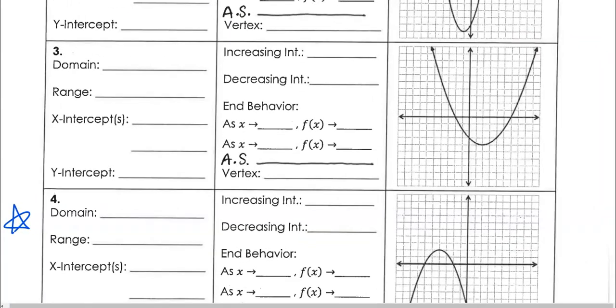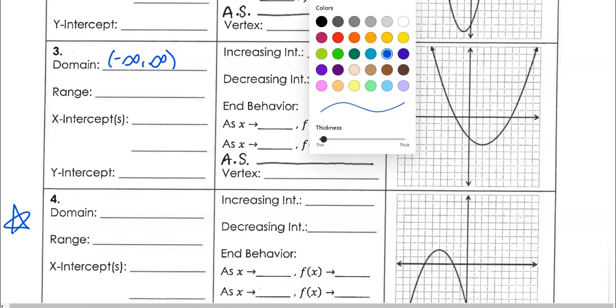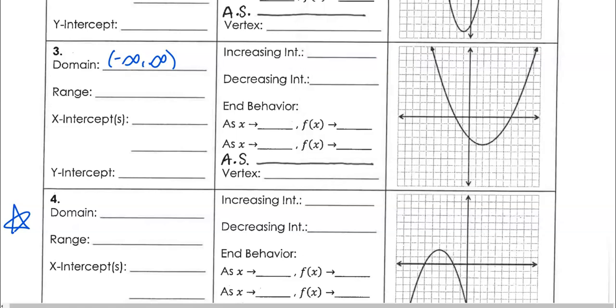What is the domain of this quadratic going to be? Good. Always negative to positive infinity. Nothing is stopping it. Okay. What do I need to determine the range of any quadratic? You have to know the what first. The y. The y of what? Of that vertex. We have to know the y of the vertex first.